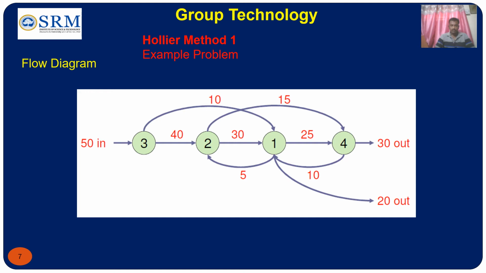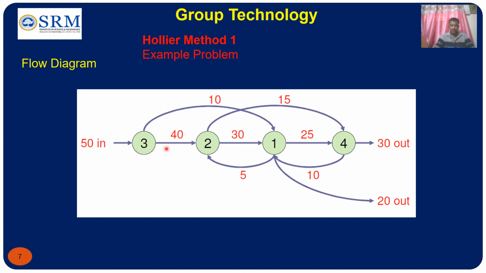After doing that one, we have to draw a flow diagram. We have to draw a flow diagram as per the problem. Okay, so we have arrived at this one, 3 2 1 4. This is the machine sequence we have arrived at. Now as per the problem, how many parts enter machine number 3? 50, right? So directly how many parts process from 3 to 2?